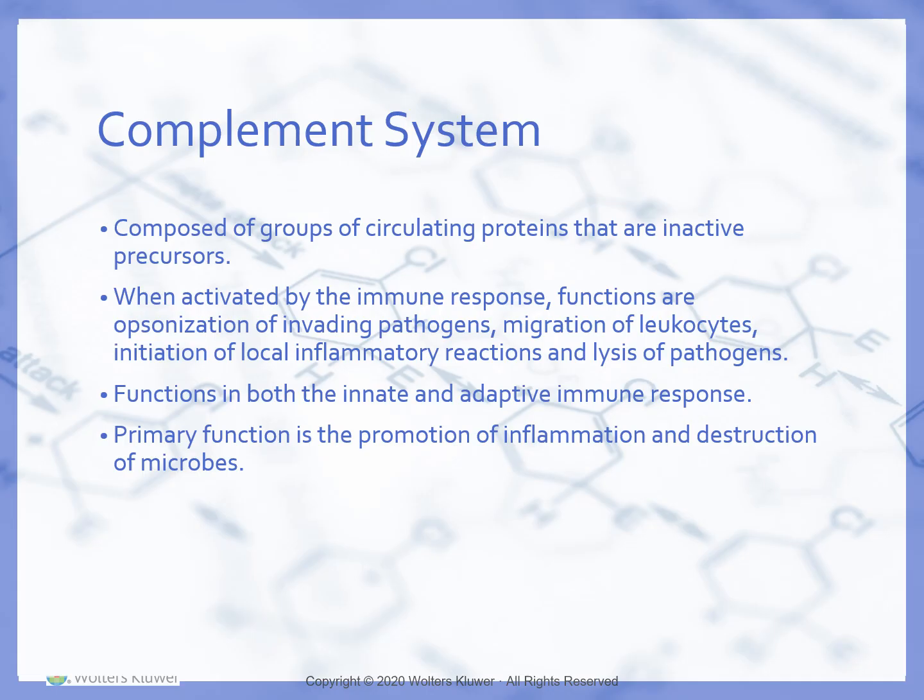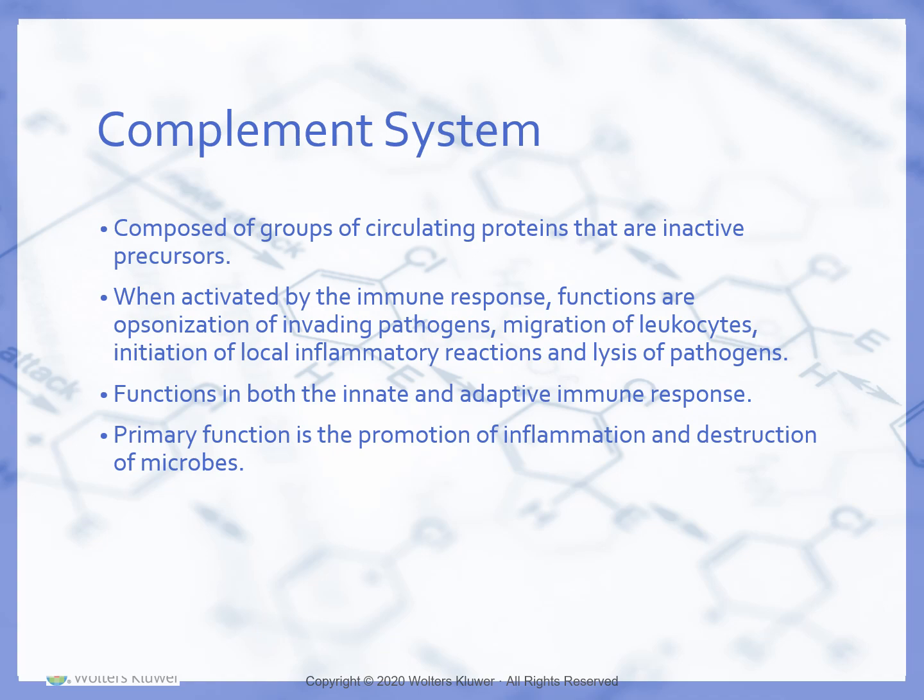So a little bit about the complement system within the immune response. The complement system is composed of groups of circulating proteins that are inactivated precursors for this immune response. When they're activated by an immune response, their functions are opsonization of invading pathogens. Remember from that earlier discussion that that's this kind of coating of pathogens that makes them easier for phagocytic cells to recognize and engulf.